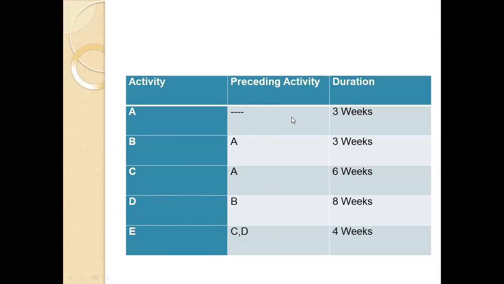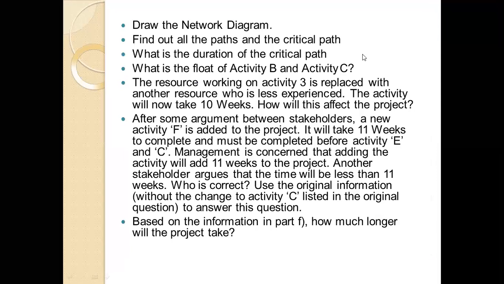This is the duration. This duration means that activity A will take 3 weeks. This will take 3 weeks. This will take 6 weeks. D will take 8 weeks, and E will take 4 weeks.